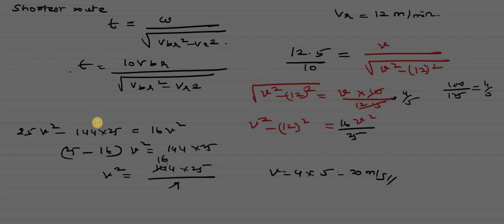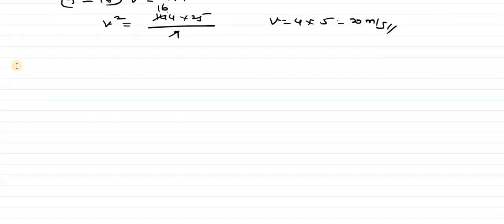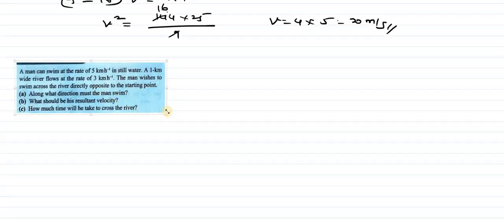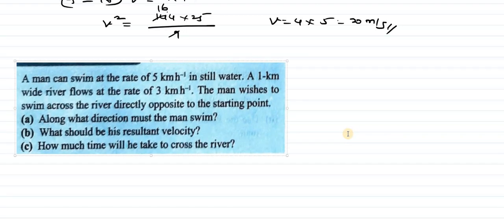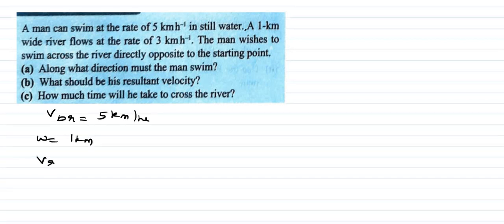A man can swim at the rate of 5 km per hour in still water. So velocity of man with respect to river is 5 km per hour. The width W is 1 kilometer. So velocity of river is 3 km per hour. The man wishes to swim across the river directly opposite to the starting point. That means first question is what?